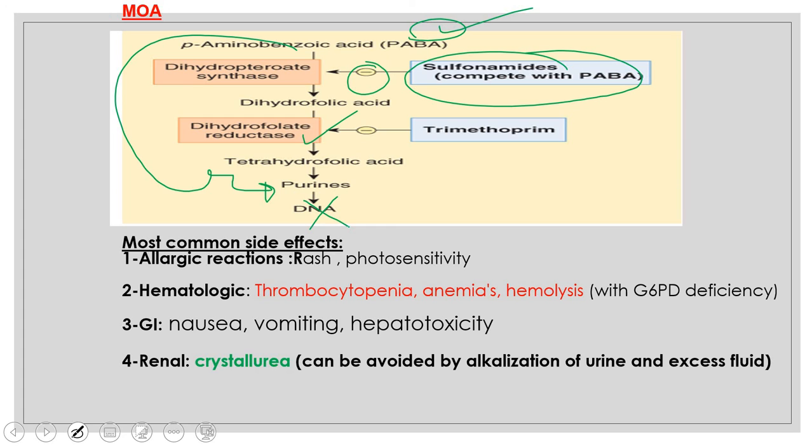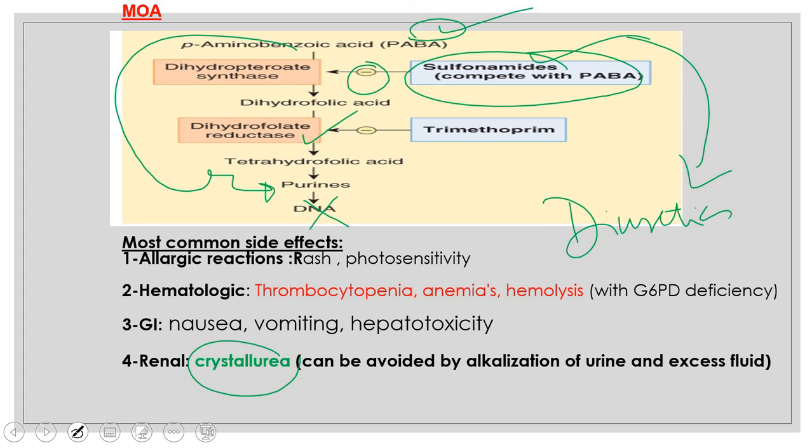But the most adverse effect is crystalluria, because sulfonamides were initially tried for diuretic purposes, so sulfonamides have inbuilt diuretic activity as well. Now this can be dangerous, especially in children. There may be formation of stone crystals, and crystalluria is there. There may be some hematological disorders like anemia, particularly hemolytic anemia in G6PD deficiency patients.